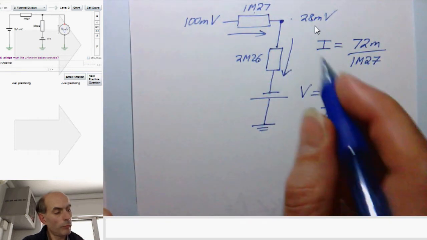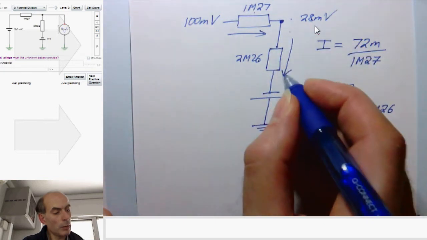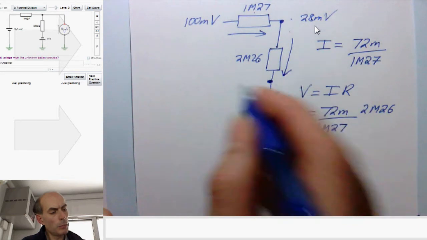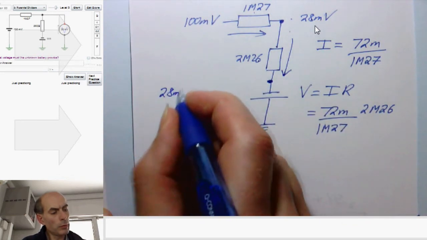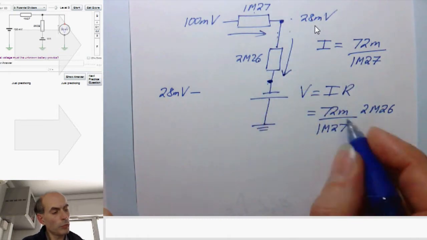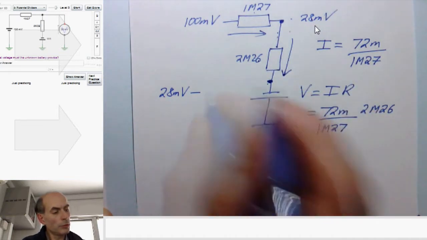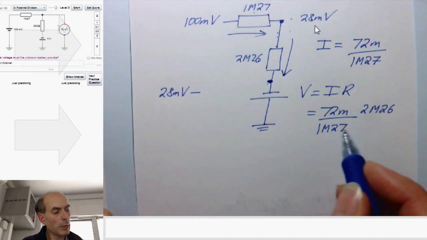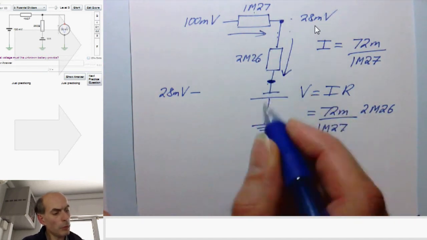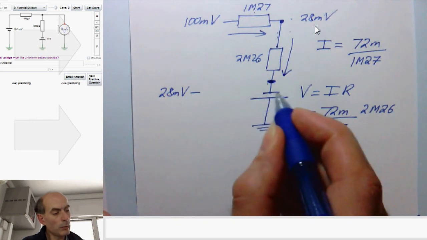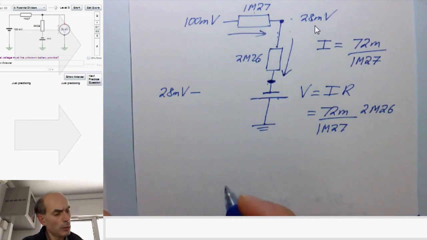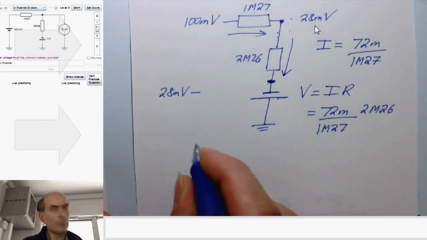If I know the voltage from here to here, then I must be able to work out the voltage at this point here. It would be 28 millivolts minus the potential difference across this resistor, which is this one here, 72 milli divided by that times that. If I know the voltage there, then I must be able to work out what the voltage across this voltage source is. So let's have a go.